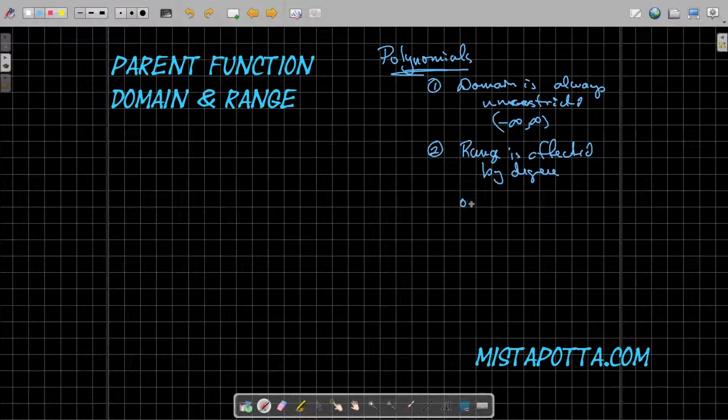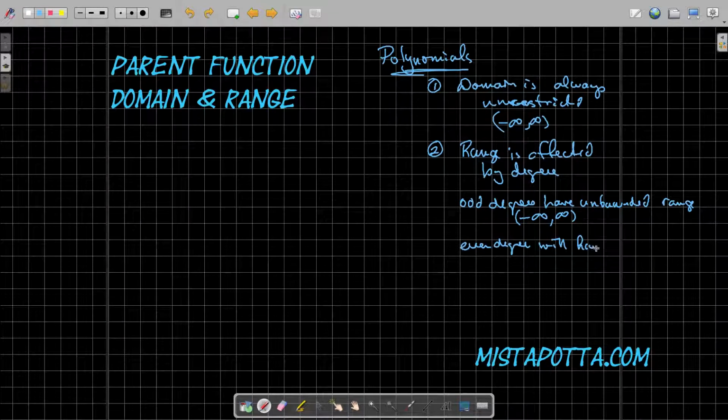So in other words, odd degree, in other words, if the highest power is an odd number, they're going to have unbounded range. In other words, my ranges are going to go from negative infinity to infinity. Even degree will have bounded range, but it'll be infinite in one direction.